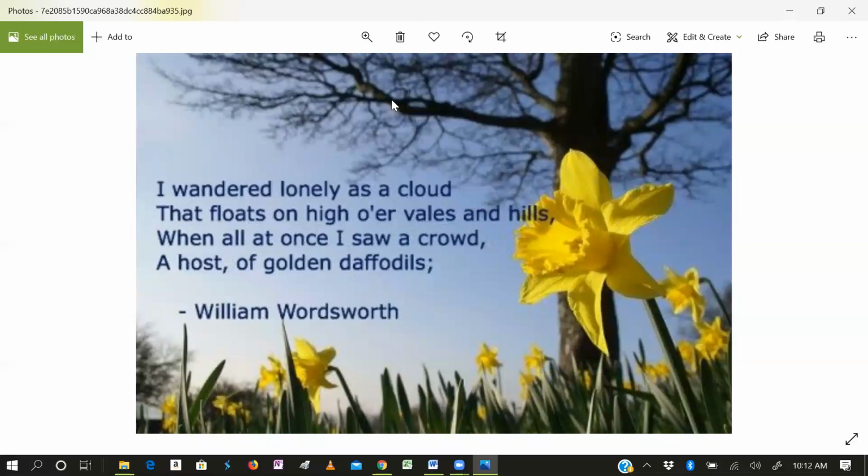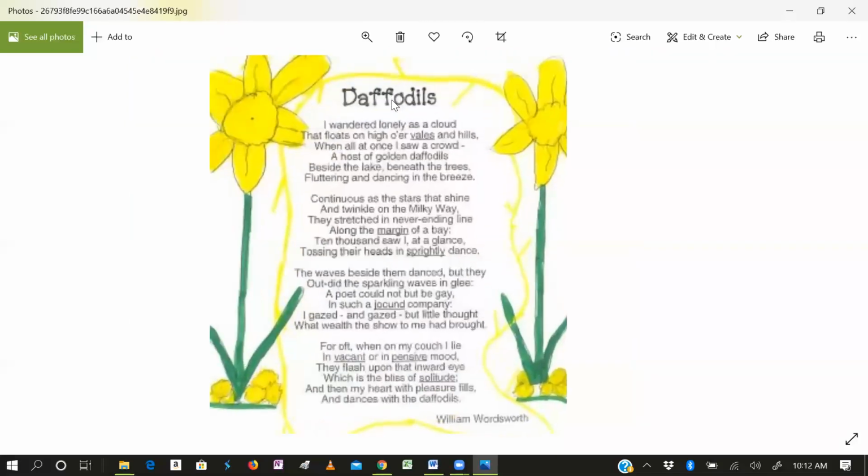Another picture I would like to show you. See, this is the poem that we have read, Daffodils.